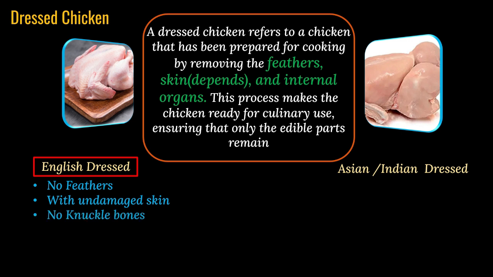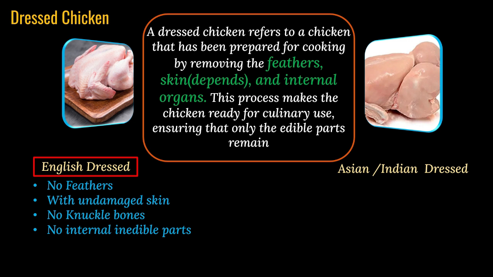No knuckle joints. Knuckle joints are the end of the bone, the end of the leg. There will be some extended bony part that has to be removed. No knuckle joint, and no internal inedible parts. So that is a feature of an English dressed bird.